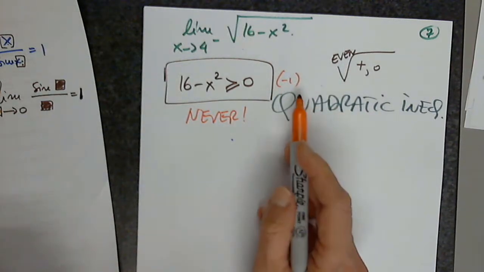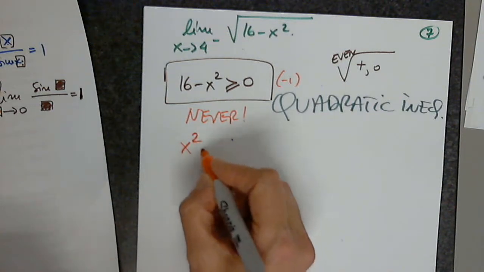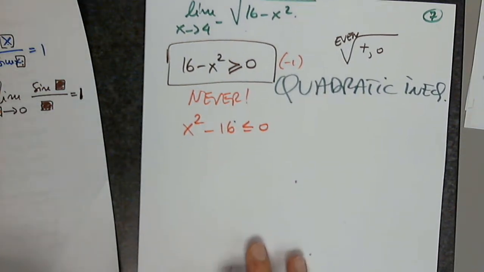You're right. So first of all, I will multiply by -1. It's not in descending order, and I don't like the way it looks. So x squared minus 16 less than or equal to 0. What will be the next step?